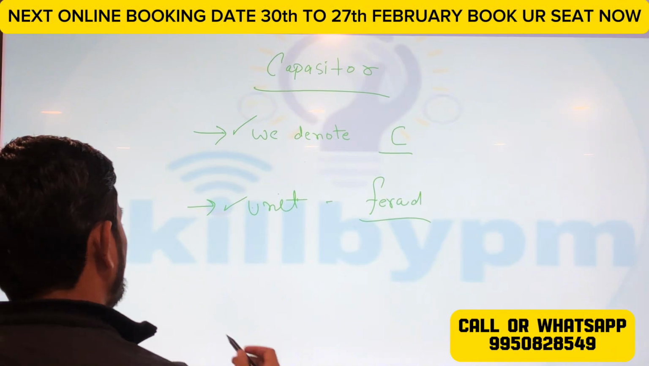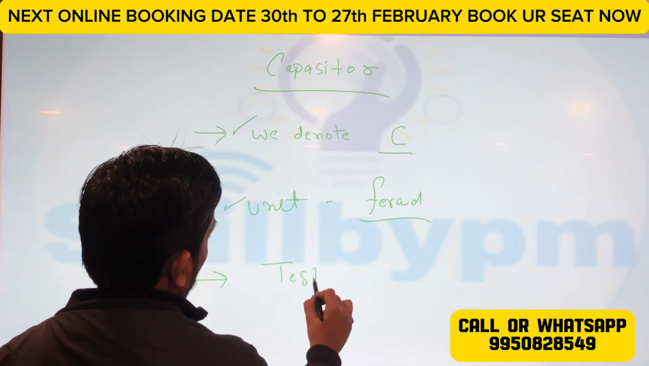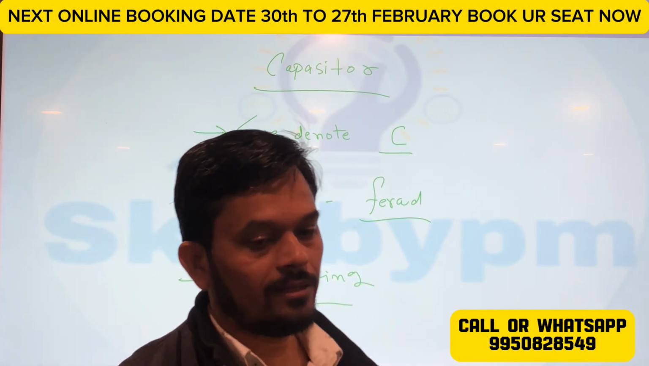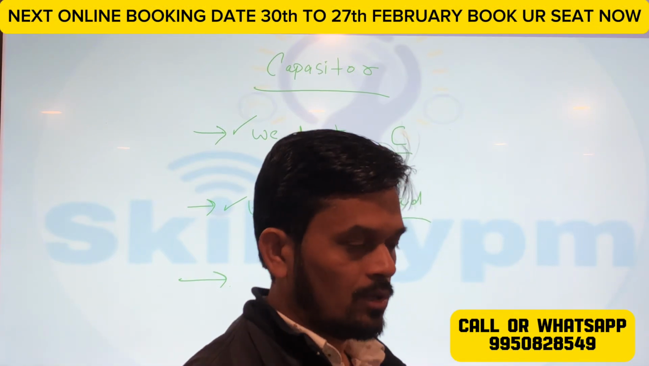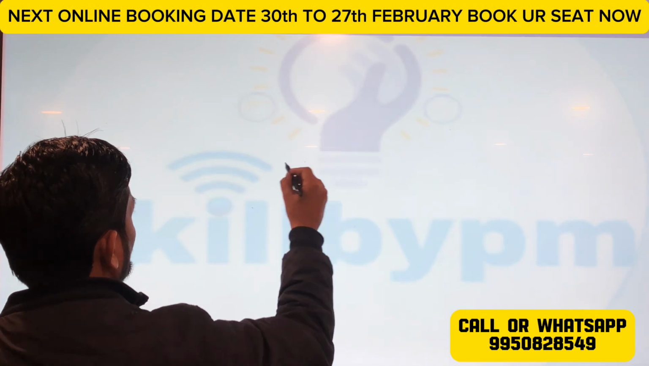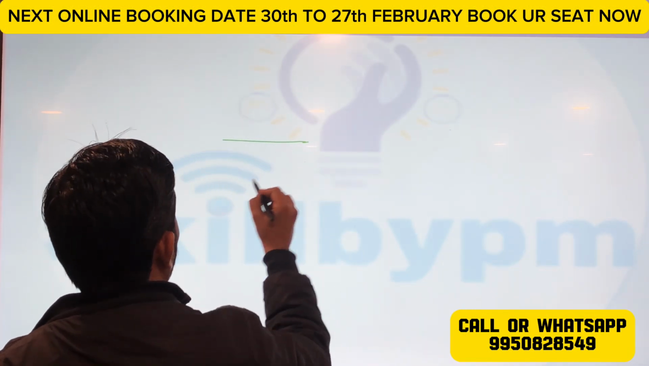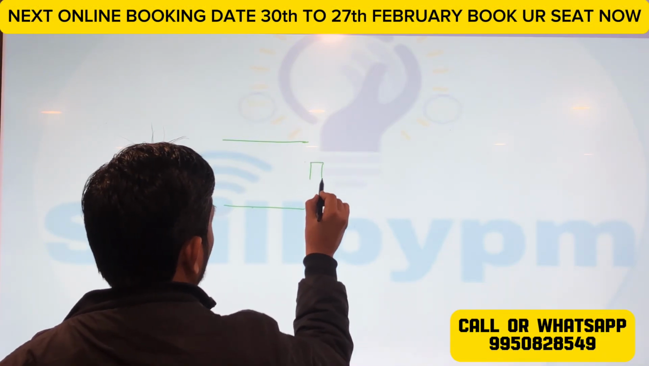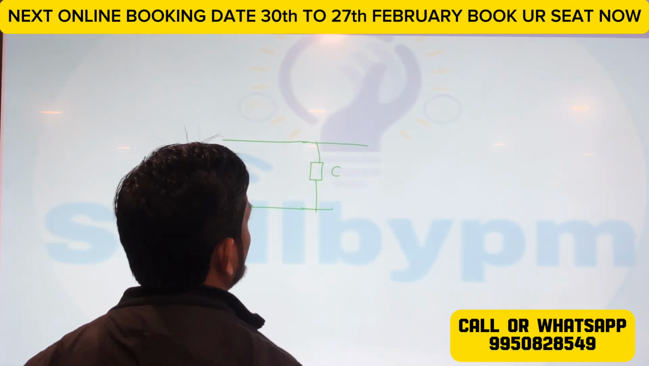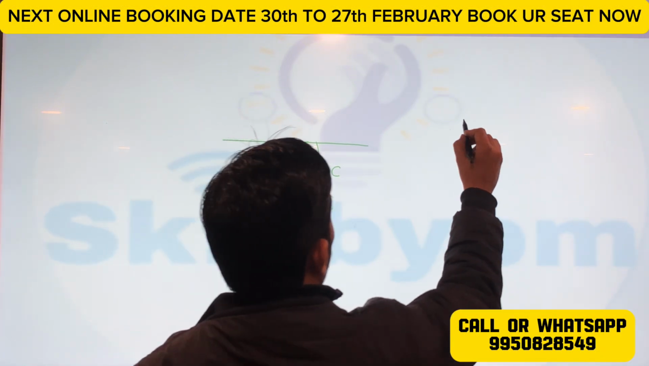Third, we have the denotation, we have the unit, and now is the time to know about testing. How can we find that a capacitor is okay or not okay? So I draw a diagram here. These are two lines and there is one component and I denote it C. It means this is a capacitor. Okay. I draw a multimeter here.